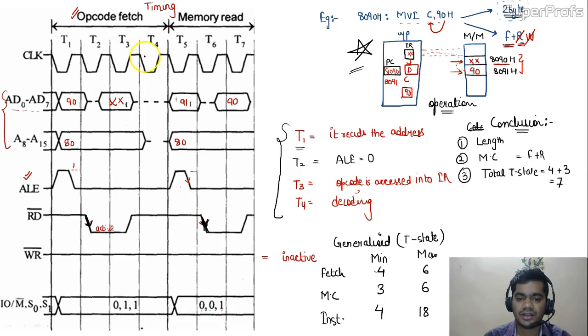We have written for T3 also: the opcode is accessed to the instruction register in this T state, and in T4 decoding of the logic is performed. So I hope you have written all the points regarding this. Now we are going to start our instructions.